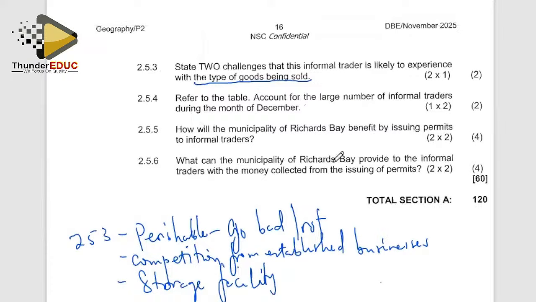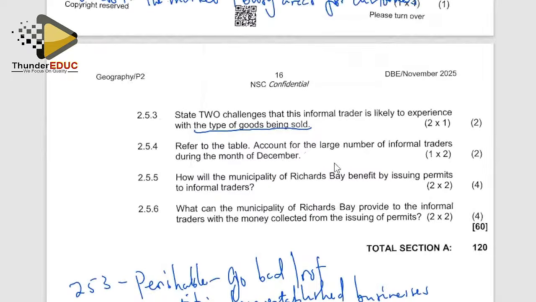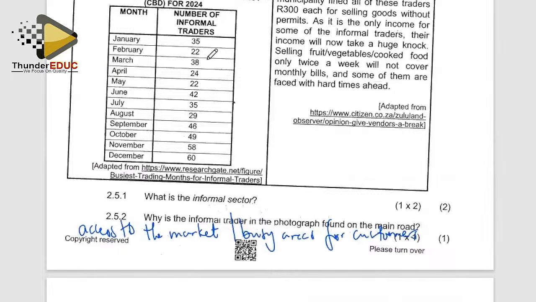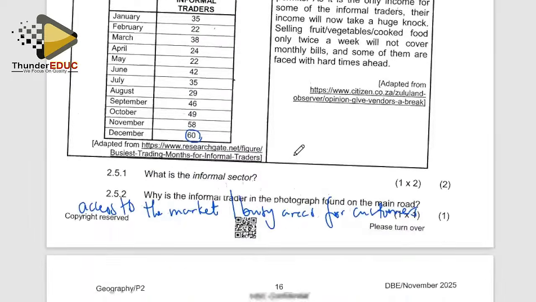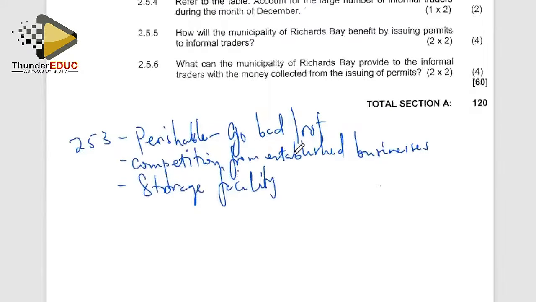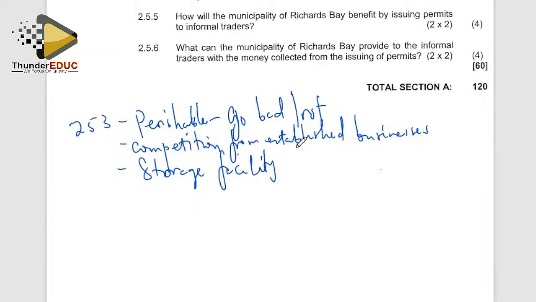Refer to the table, account for the large number of informal traders during the month of December. If we check here, we have 35, 22, and in December we have 60, which is the highest number. Why are there many informal traders in the CBD in December? That's the question. For one reason, that is number 2.5.4.